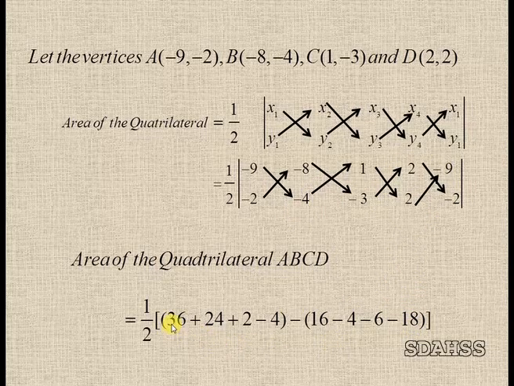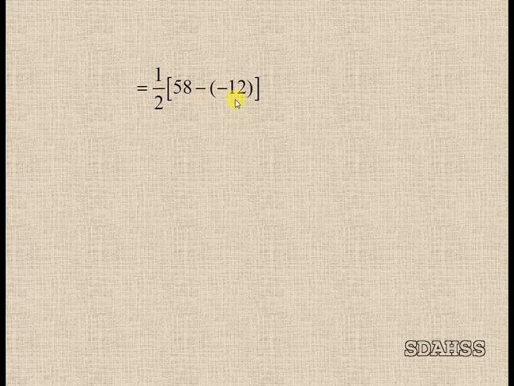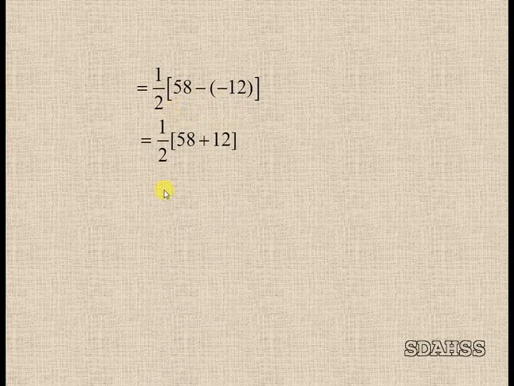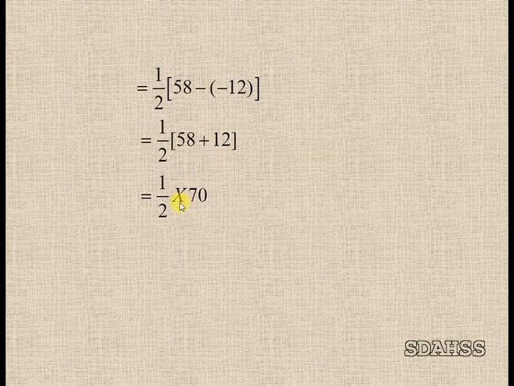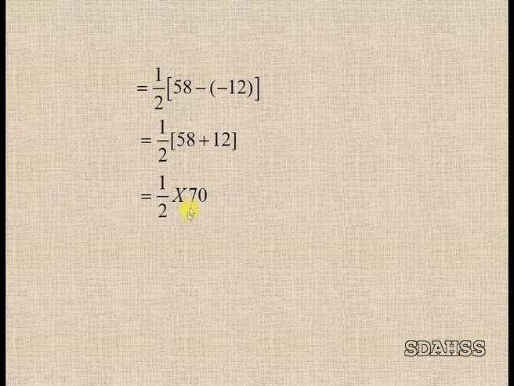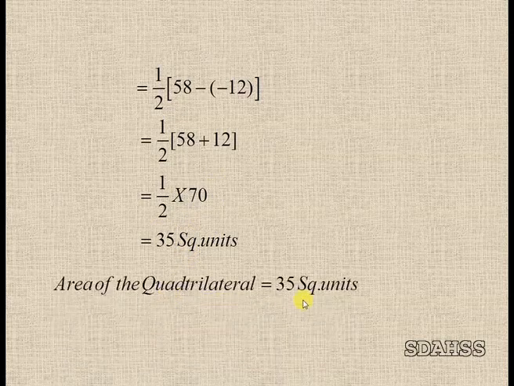Then add these three numbers and subtract the fourth one. Half into 58 minus of minus 12. Here minus into minus is plus, half into 58 plus 12, that is 70. Half into 70. Cancel the numerator and denominator by 2, then you have 35. So the area of the quadrilateral is 35 square units.